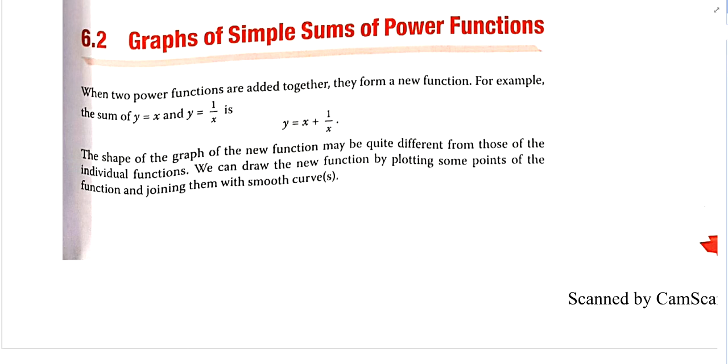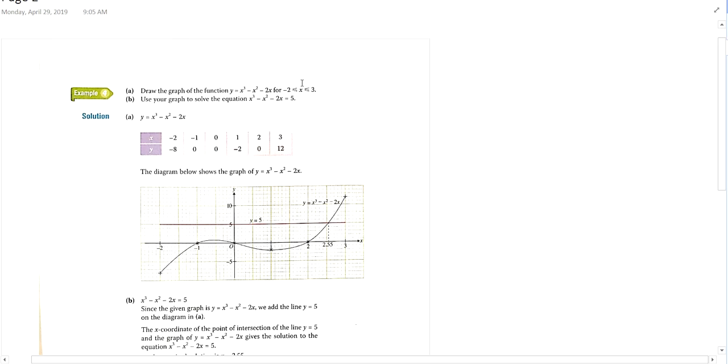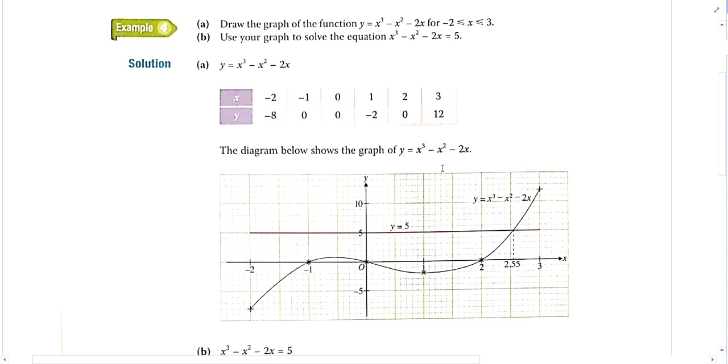So for this one, I'm not going to teach you to memorize the shapes. You are going to have to plot. Okay, and in this case, you are expected to plot and join the points with a smooth curve. So for example, draw the graph of the function x cubed minus x squared minus 2x. This one is a cubic equation. That's power 3, right? So for cubic equations, we didn't tell you the general shape. That's why you have to plot it out like this, as the table has shown. Plotting is not a problem.